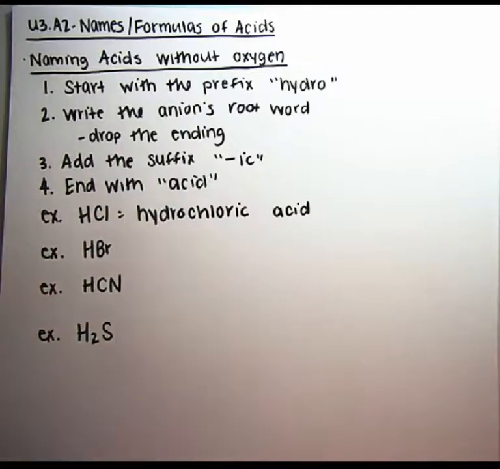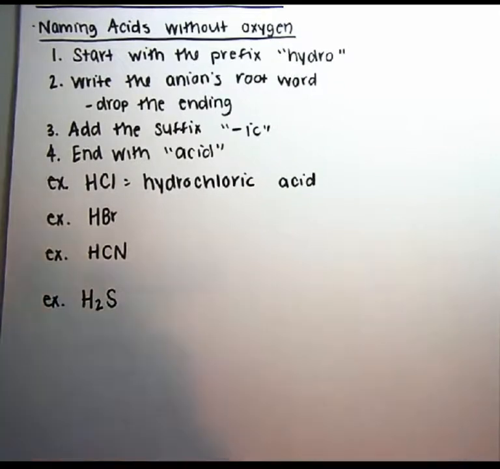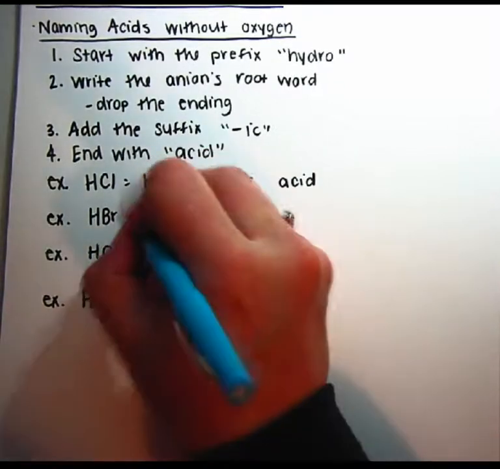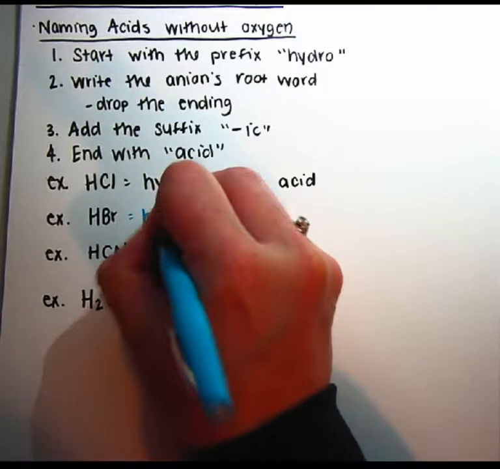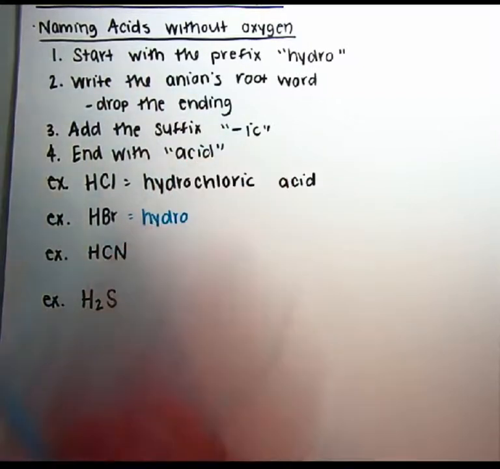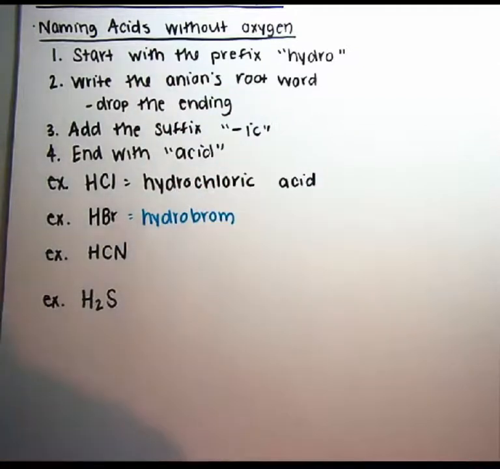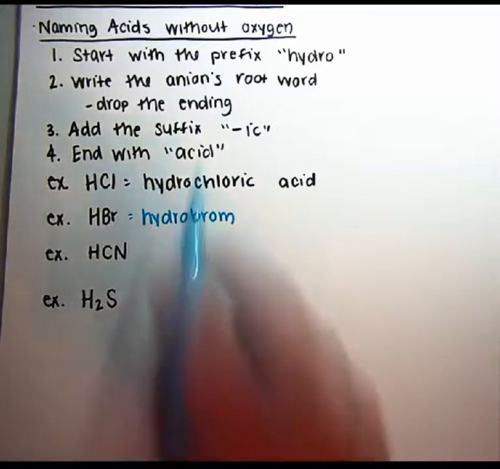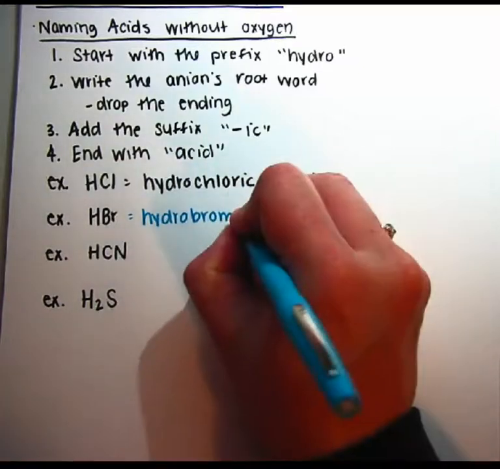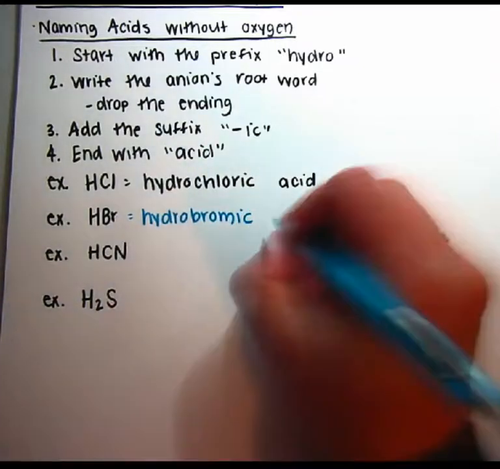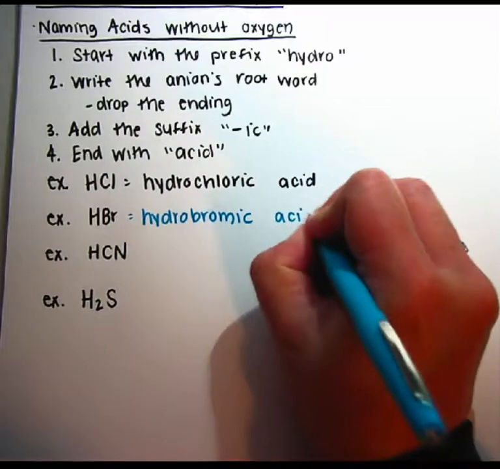All right, first one, HBr. Again, we do not see oxygen in the formula. We are going to start with the word hydro. We're going to write the root word minus the ending. We are going to add the suffix IC, so this becomes hydrobromic acid.